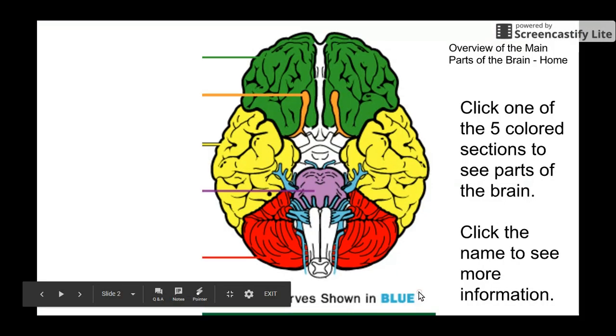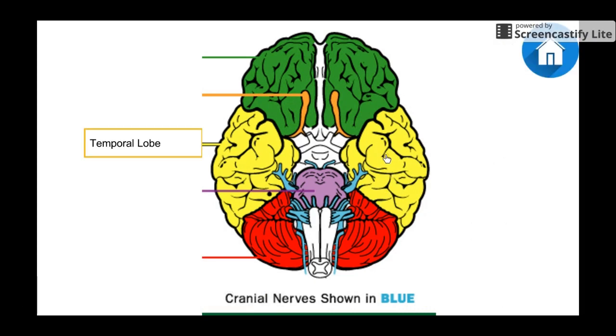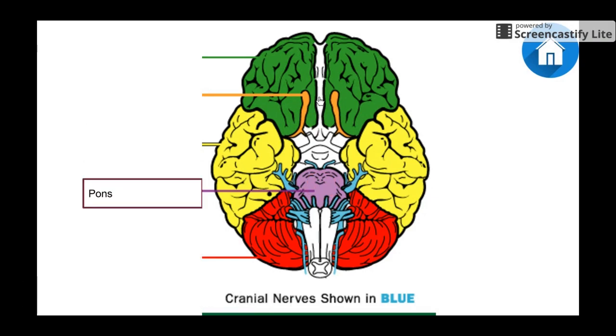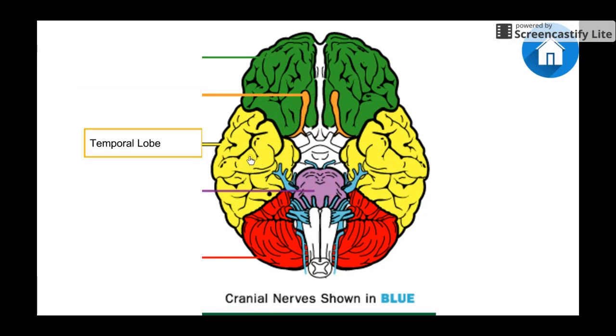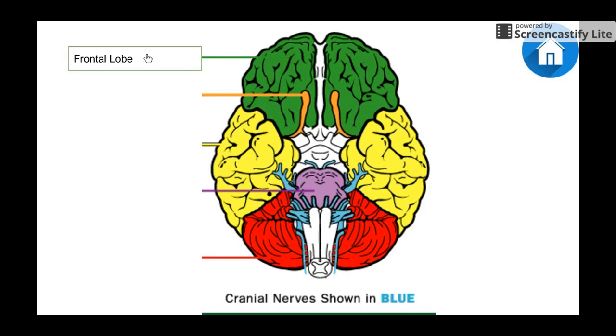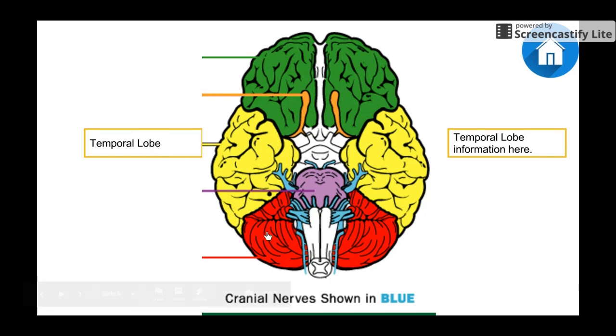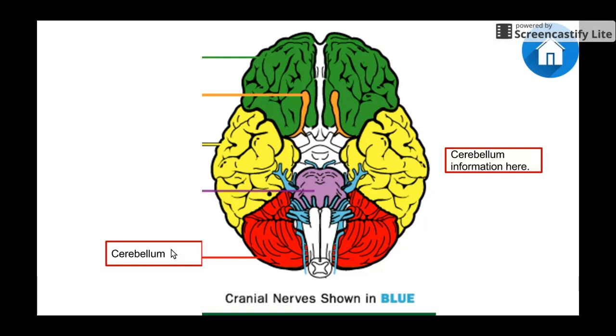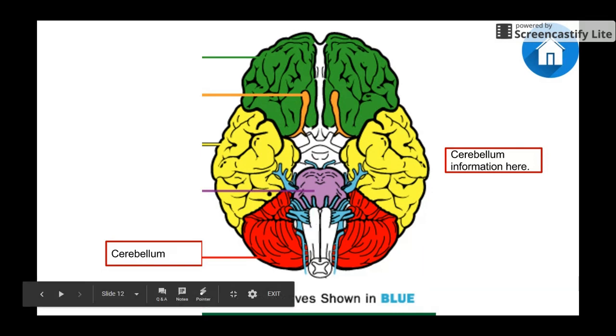Now, if we start our presentation, you've got all of the clickable regions. You don't have to go in a linear fashion to find out what the parts of the brain are. And to get more information, you simply click on the text box. And that is an interactive, nonlinear slide presentation. Hopefully you will find this useful in your classroom.